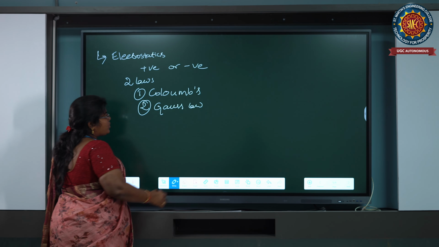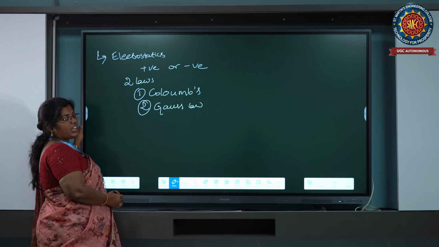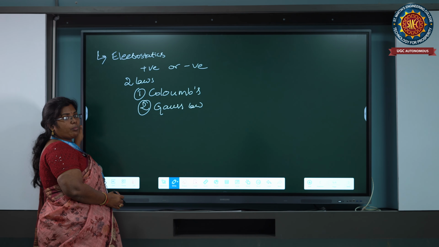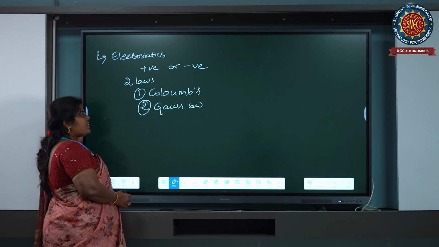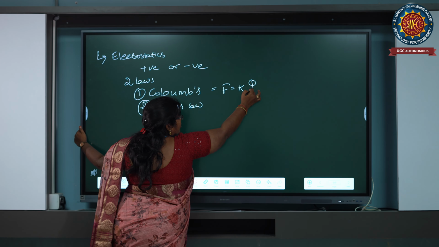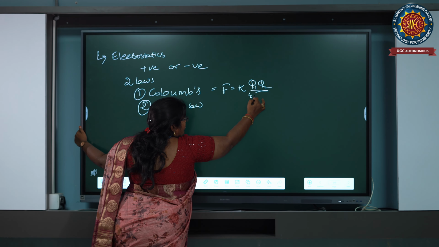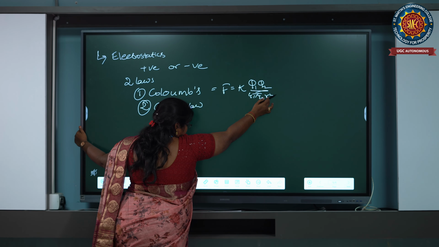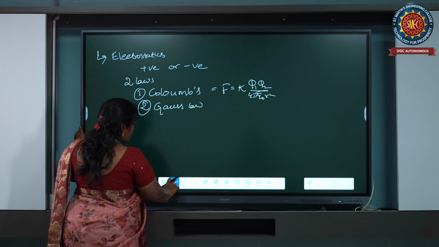Coulomb's law of the force, which can be attraction between two point charge particles, is inversely proportional to the square of the distance between them. That is nothing but F equal to K, equal to Q1 Q2 by 4 pi epsilon naught R square, depending on these charged particles.